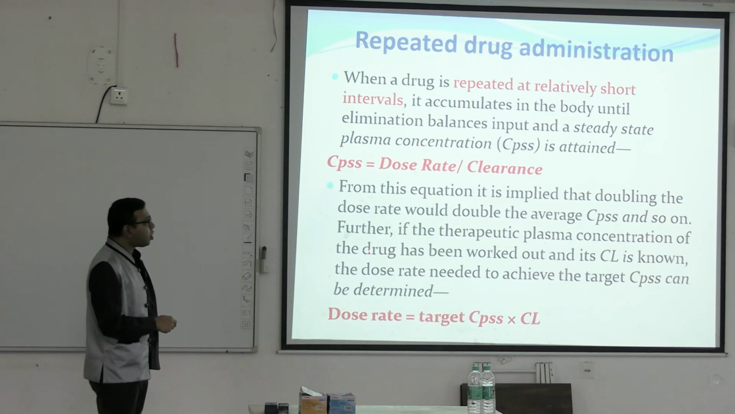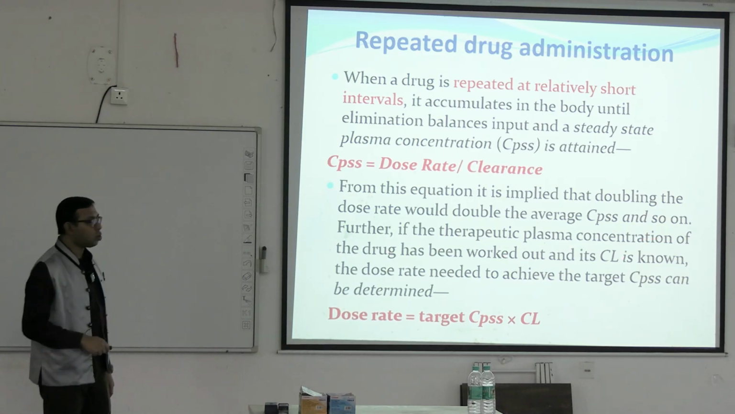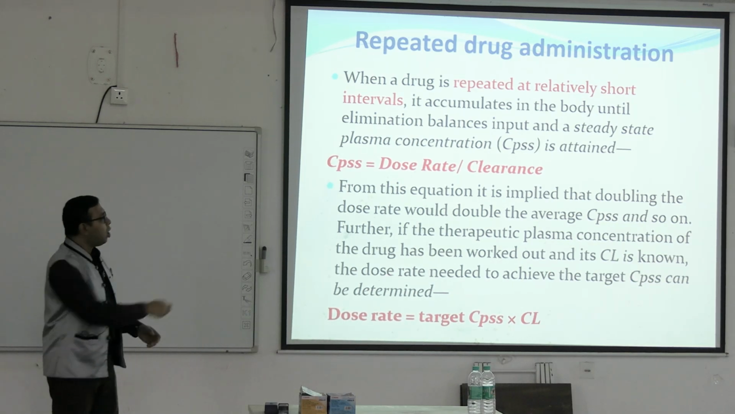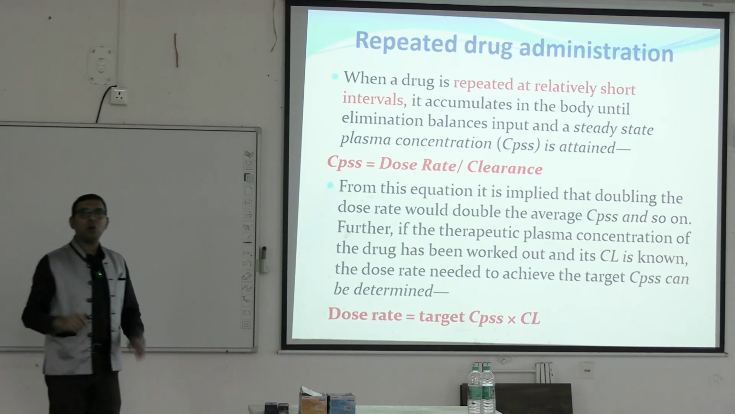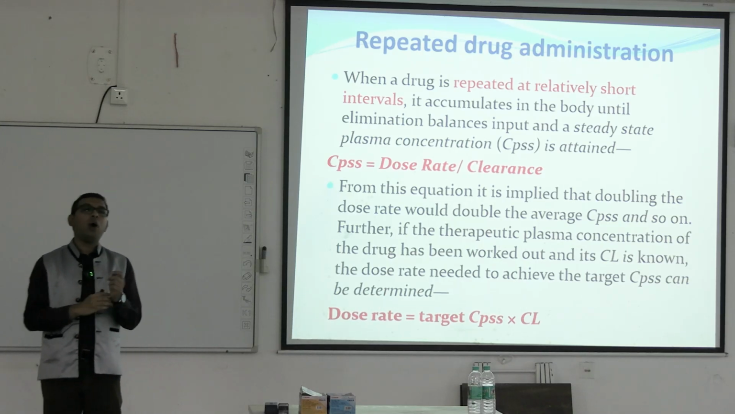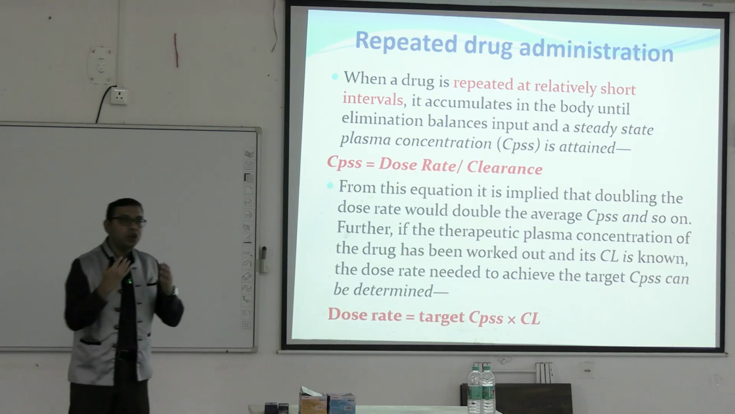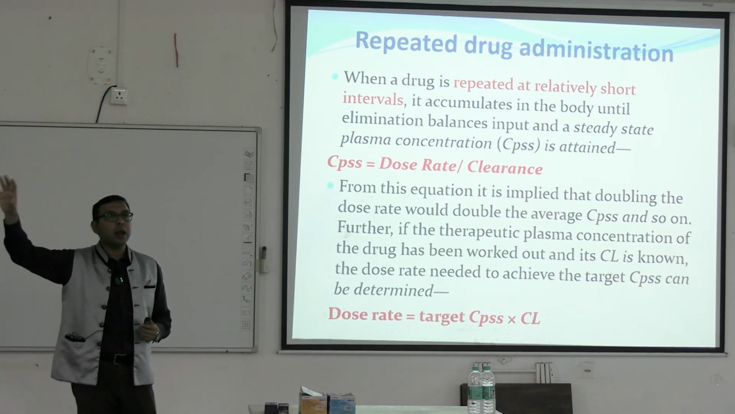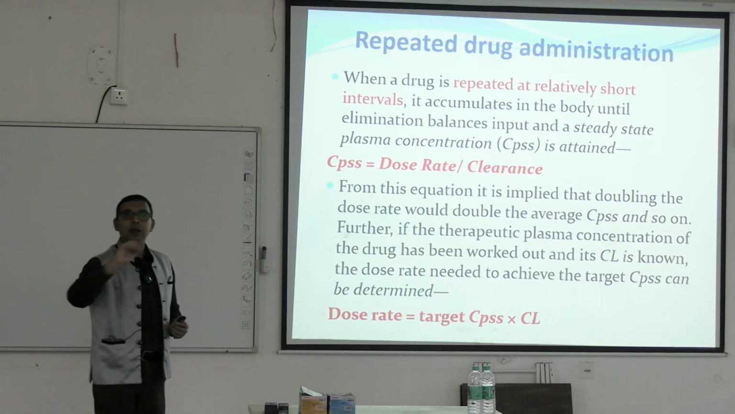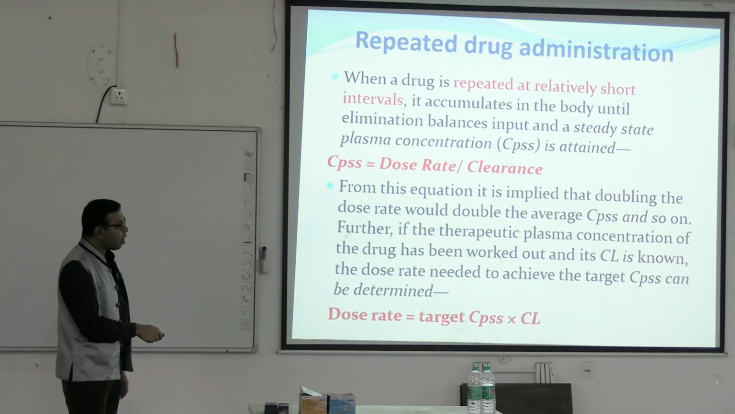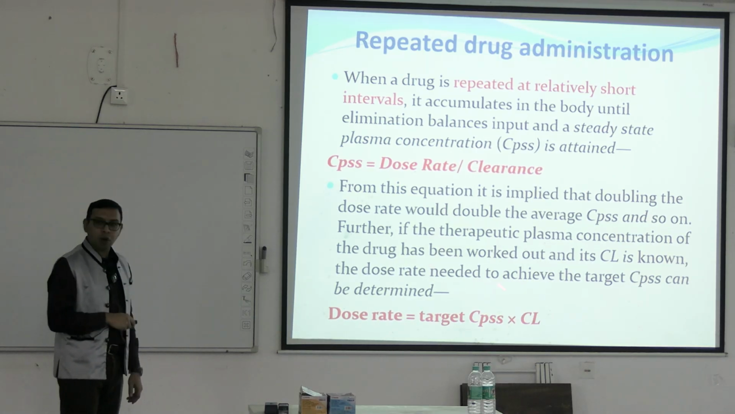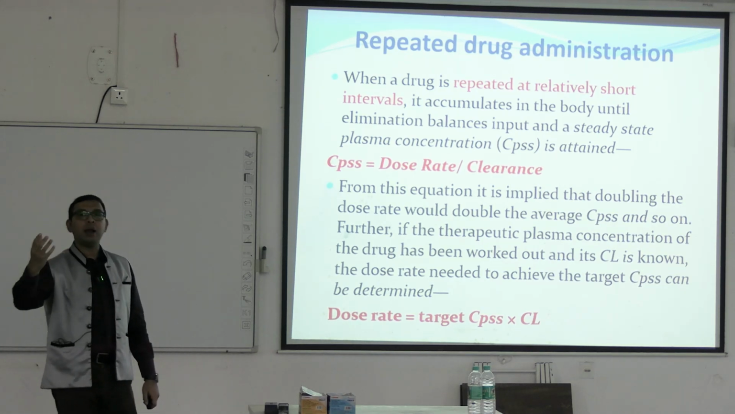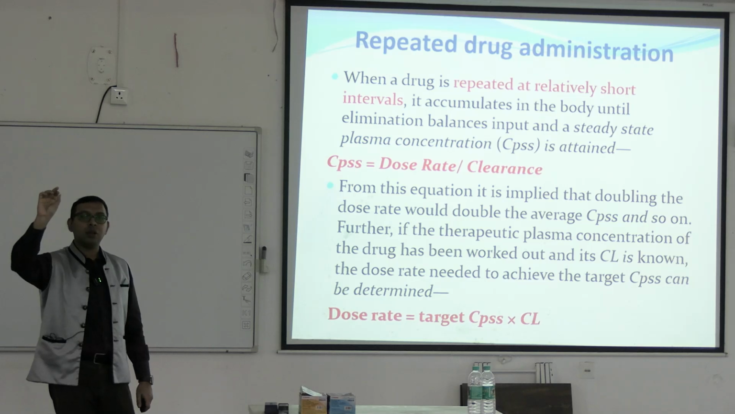If the therapeutic plasma concentration of the drug has been worked out and the clearance is known, the dose rate needed to achieve the target steady state plasma concentration can be determined. So from this we can determine the dose rate. Ultimately we want to know the frequency of the dose that we need to give to a person so that a drug will reach a steady state plasma concentration in the blood, so that there will be maximal efficacy and safety. This can be calculated as the target steady state plasma concentration multiplied by the clearance.